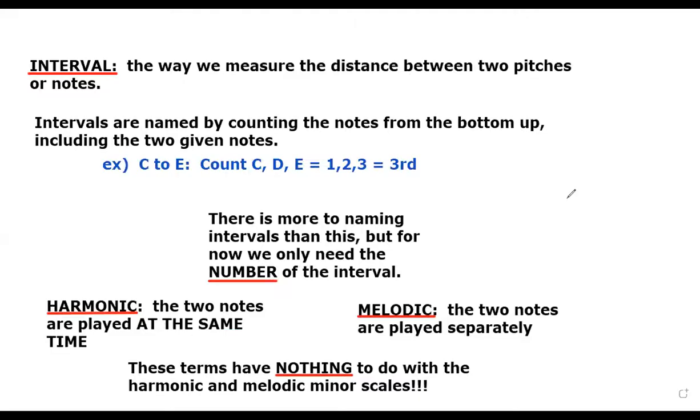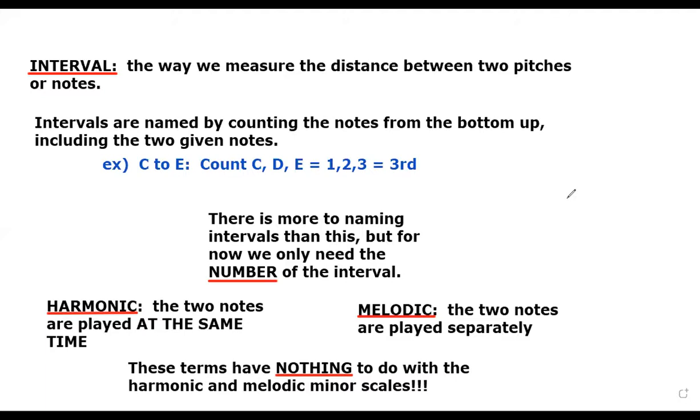Let's start out with a definition anyway. The word interval in music theory just means the way we measure the distance between two pitches or two notes. Notes and pitches are the same thing, right? So that's all an interval is. You can think about it like the musical equivalent of an inch or a millimeter or a foot or a degree, or just a unit of measurement. That's all it is. It's nothing very fancy.